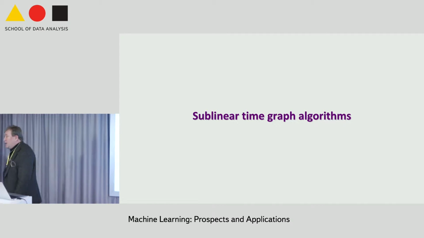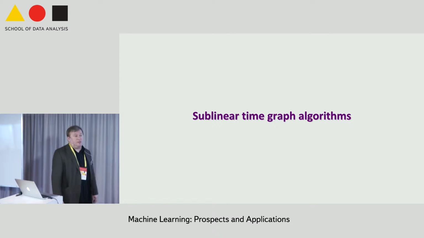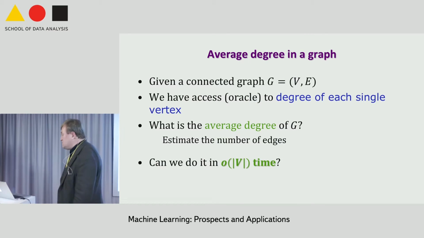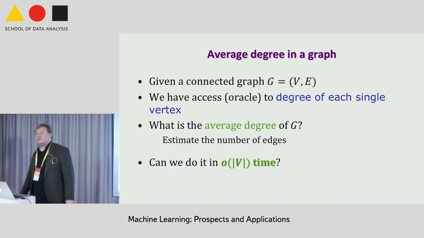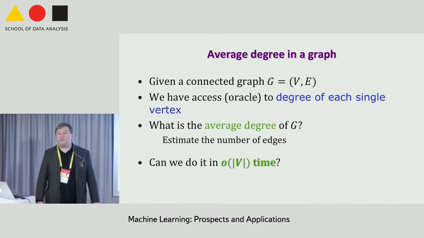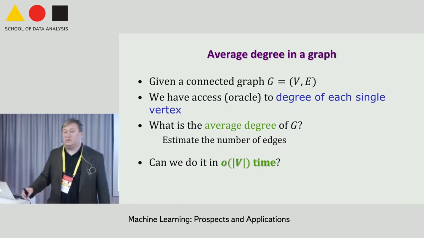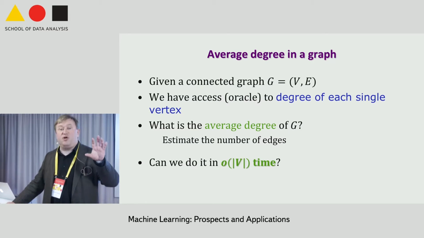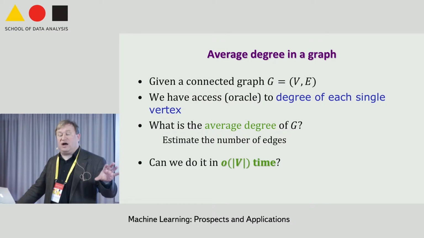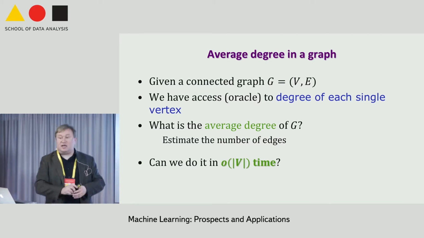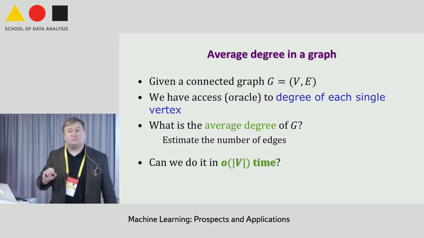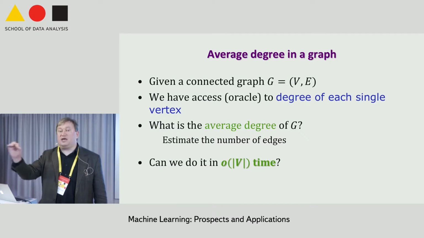OK, so let's start with maybe the most natural, the simplest problem in graphs. Suppose that I have a graph, and I want to say what is the average degree, or if you prefer, what is the number of edges in the graph. But suppose that all I have is local access to the input, to the graph. So all I can do is ask a vertex, tell me what is your degree.